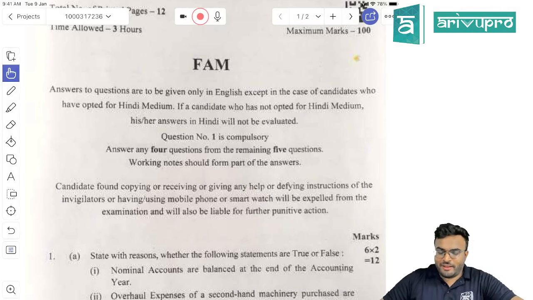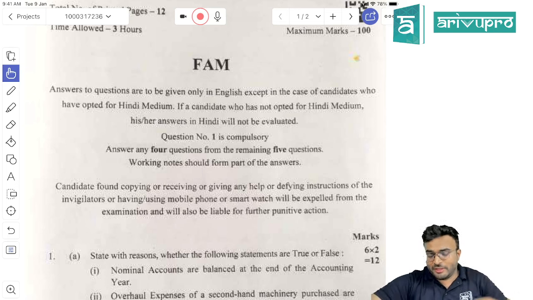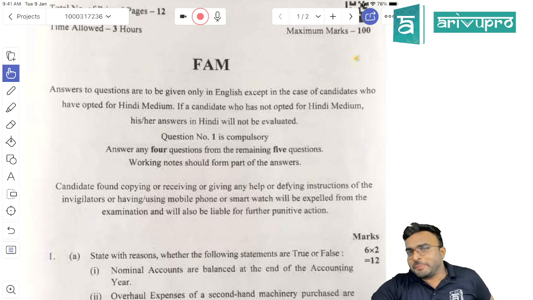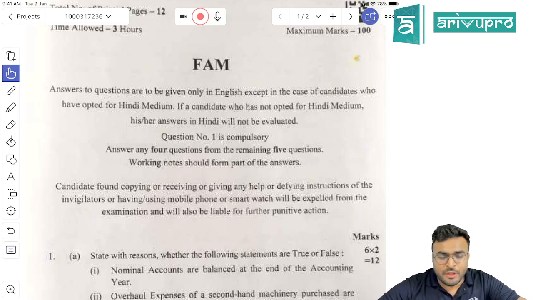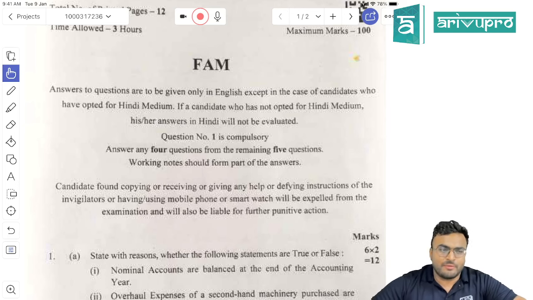I hope your paper went well today. It was a very easy paper. Some of you have already told me that it was lengthy, but we keep telling you, in accounts you have to be quick. Expect a lengthy paper and go to the exams. So most of the reviews have been that the exam was good, the exam was easy.